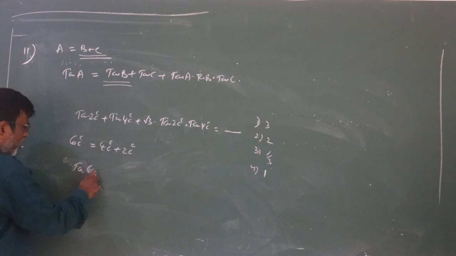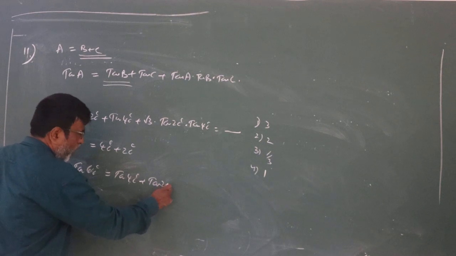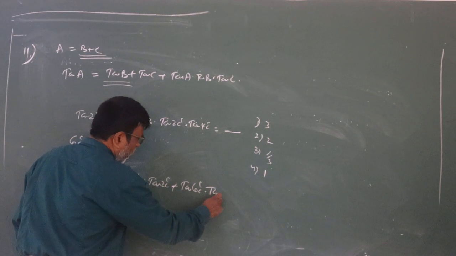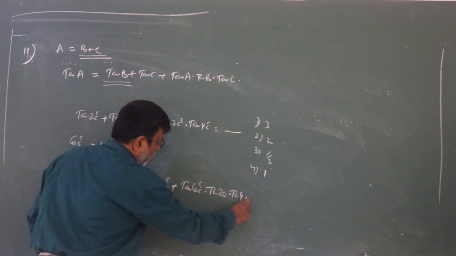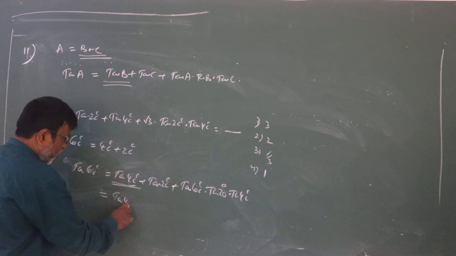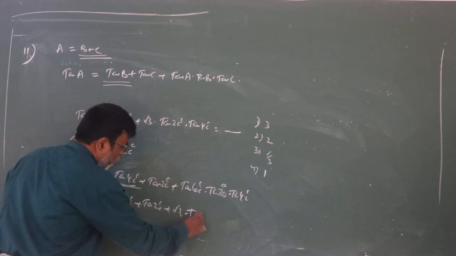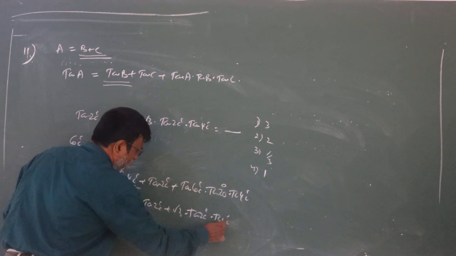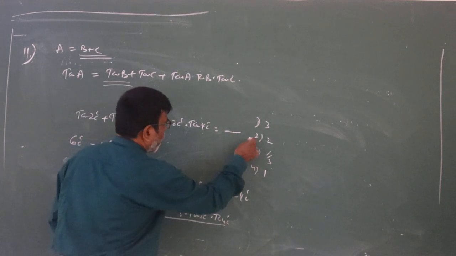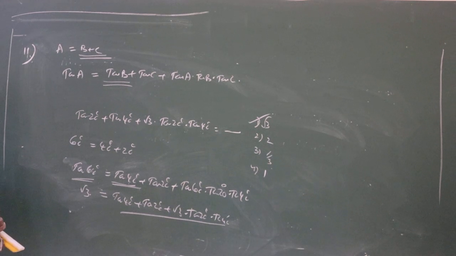Tan 60 degrees equals tan 40 plus tan 20 plus tan 60 into tan 20 into tan 40. This one is tan 40 plus tan 20. So that is tan 60, root 3, into tan 20 tan 40. He is asking this value. Tan 60 is nothing but root 3. So that is root 3. That is the first option. So the tan 60 is root 3.